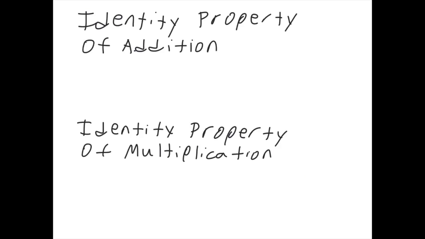Alright, now let's go to the identity property. Again, there's two of them, one for addition, one for multiplication. What this is trying to do is, for identity, it means what can you do to a number to get that same number back.